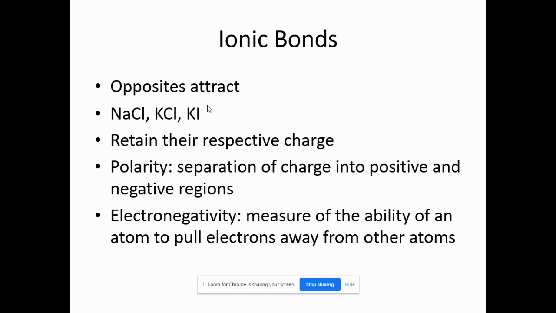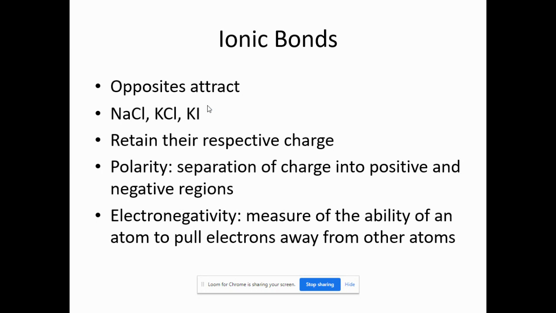And so some classic examples of molecules or compounds that exist through ionic bonds are NaCl, we mentioned that, table salt, potassium chloride, and potassium iodide. Now they retain their respective charge. All right, so we said in that previous slide that sodium usually exists as a cation, a positively charged ion, and chlorine usually exists as an anion, a negatively charged ion. So even though they have this ionic bond, they retain their respective charge.